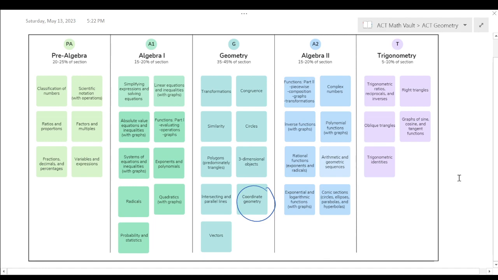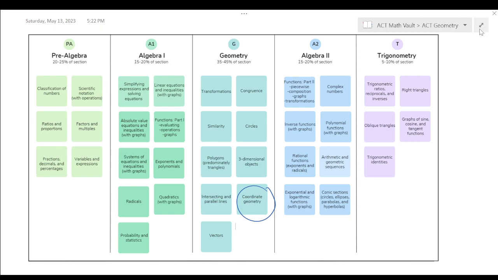So this is under coordinate geometry. In the geometry section, notice this is the biggest chunk. Algebra is technically split into 1 and 2. Algebra and geometry comprise the most of the test, but 35 to 45% of the section is geometry, and coordinate geometry is a pretty big chunk of that. So it's doing anything related to geometry, but on the coordinate plane, the X and Y plane.